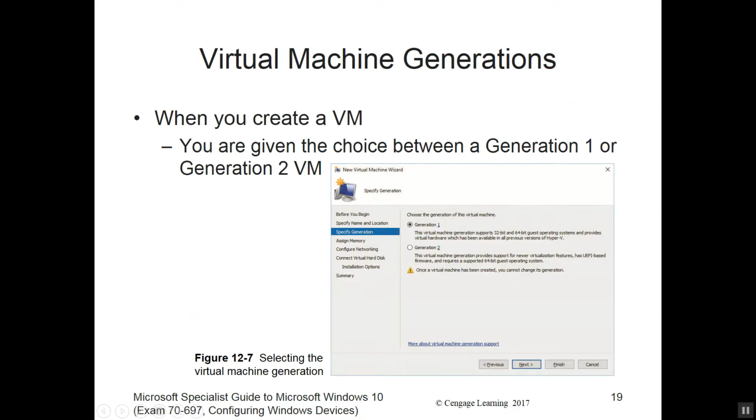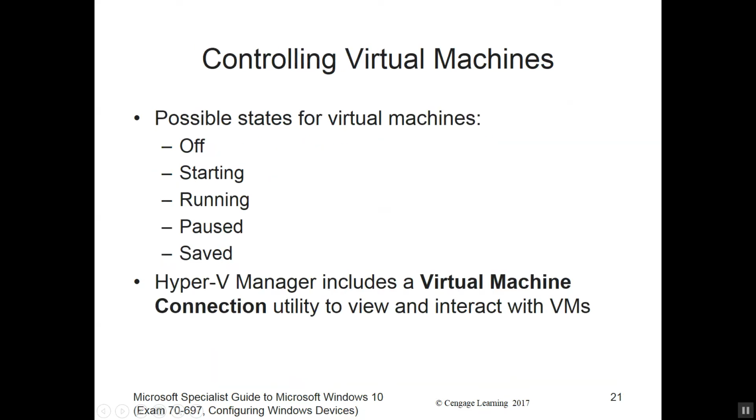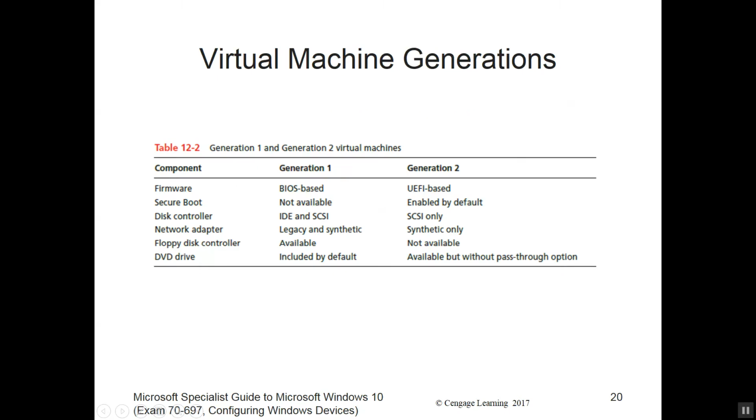When you create a VM, you're given a choice between Gen 1 or Gen 2. Possible states for virtual machines: off, starting, running, paused, or saved. Let me back up. The generations, what's the difference? I popped right through this. Now, we've got Gen 1 BIOS based, Gen 2 UEFI based. Gen 1 not available for secure boot by default in Gen 2.